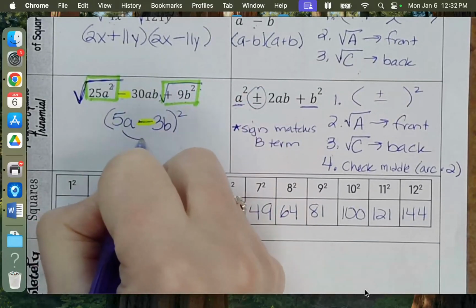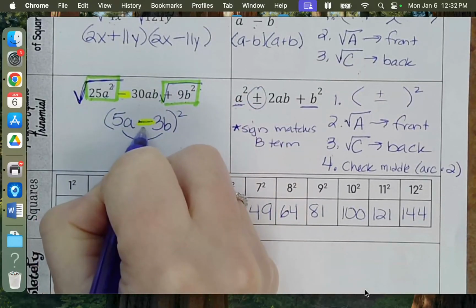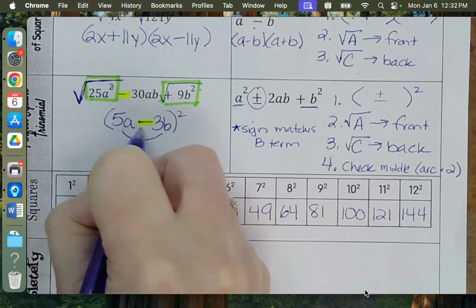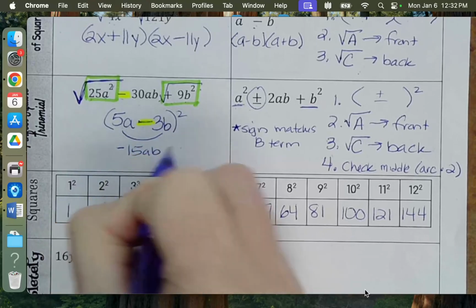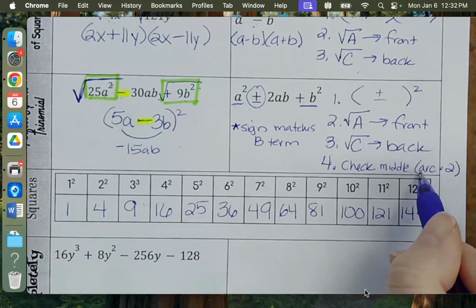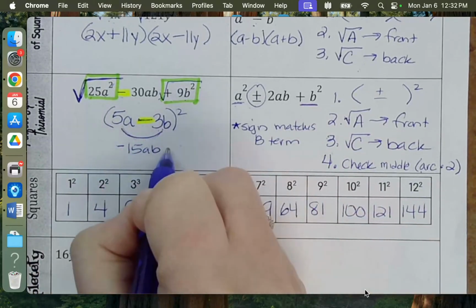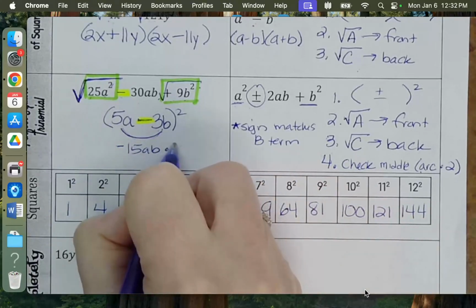So what we're going to do is multiply these two together. 5a times negative 3b would actually be negative 15ab. We just squish it together. And so that's what I call the arc. We do the arc. This is the arc. Multiply these two together and then double it. So multiply it times 2.